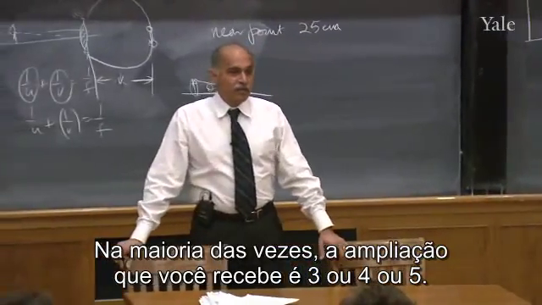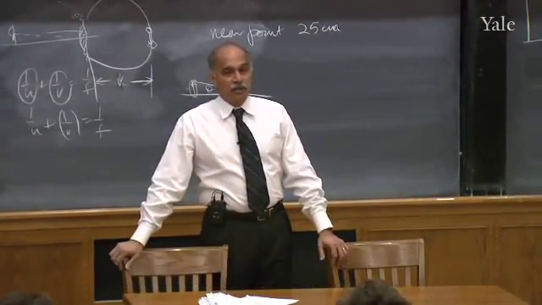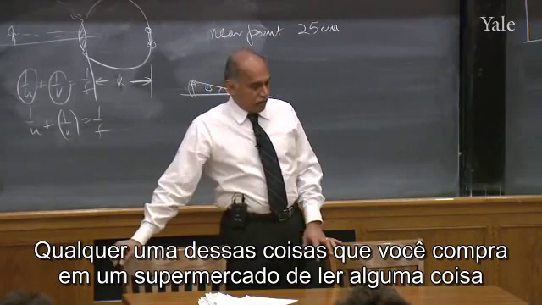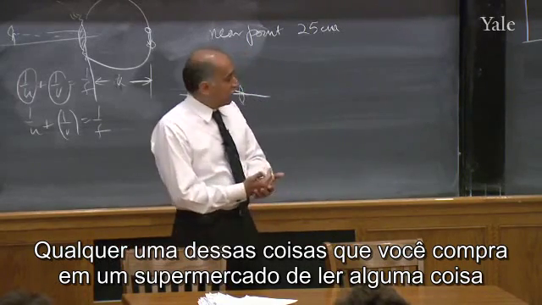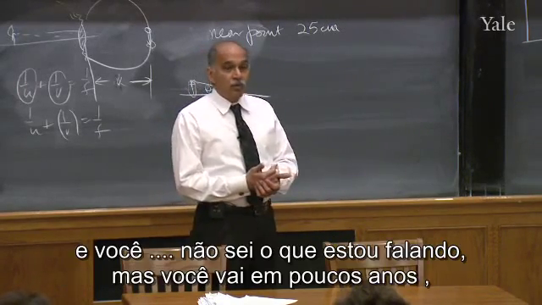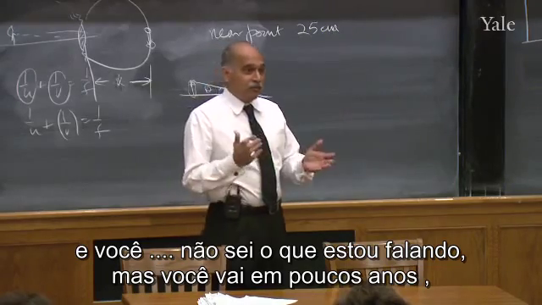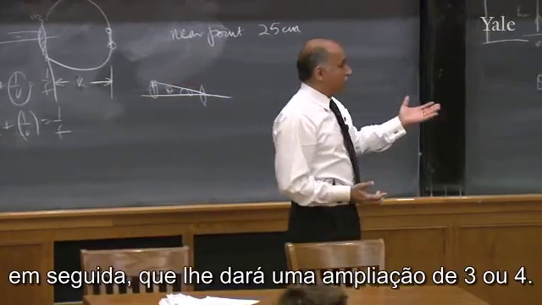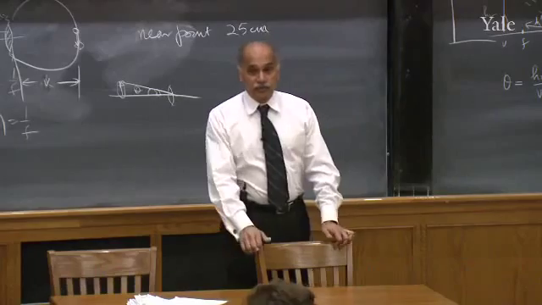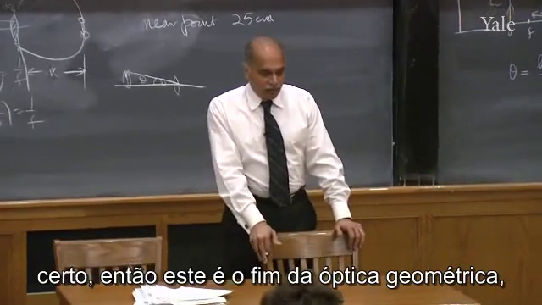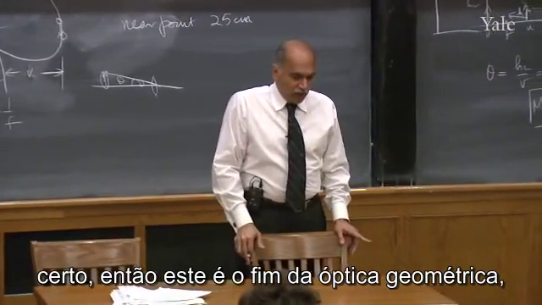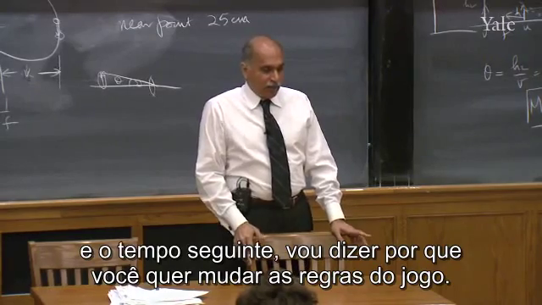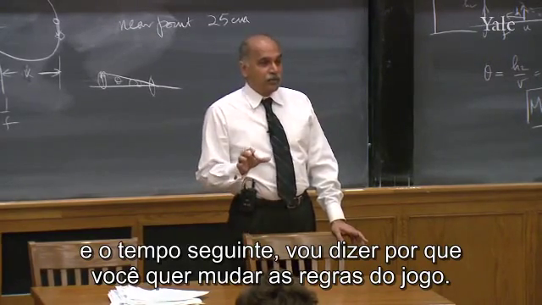Most of the time, the magnification you get is 3 or 4 or 5. Any of these things you buy in a supermarket to read something, you will know what I'm talking about in a few years, will give you a magnification of 3 or 4. Okay? All right, so this is the end of geometrical optics, and next time I'm going to tell you why we want to change the rules of the game.